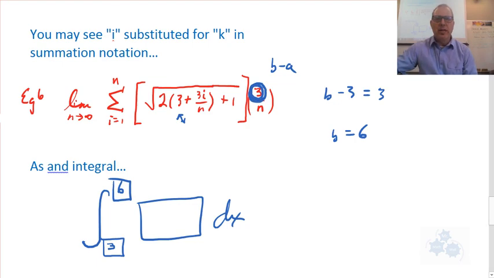All right, so now we need to pick out of here what is the function. Remember, this is the input. So what should I write here? Root of 2x plus 1. This is x plus 1. Very good.